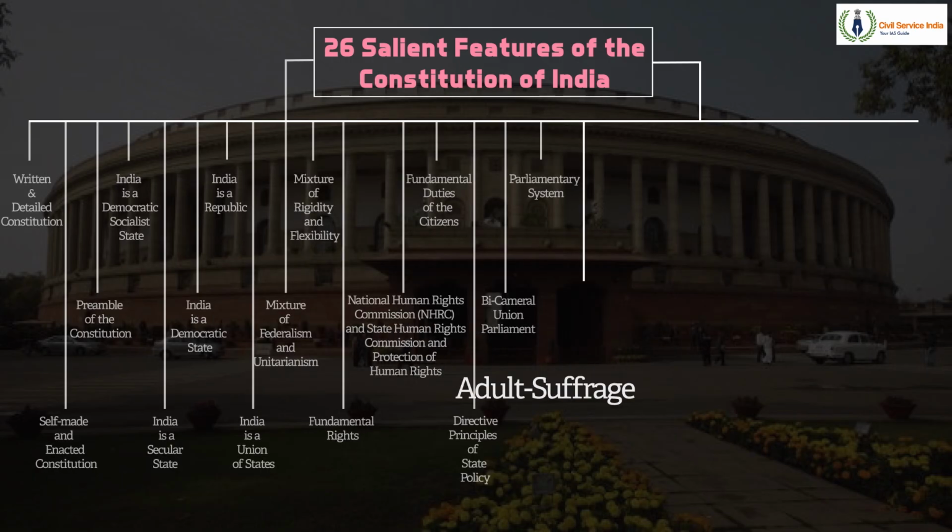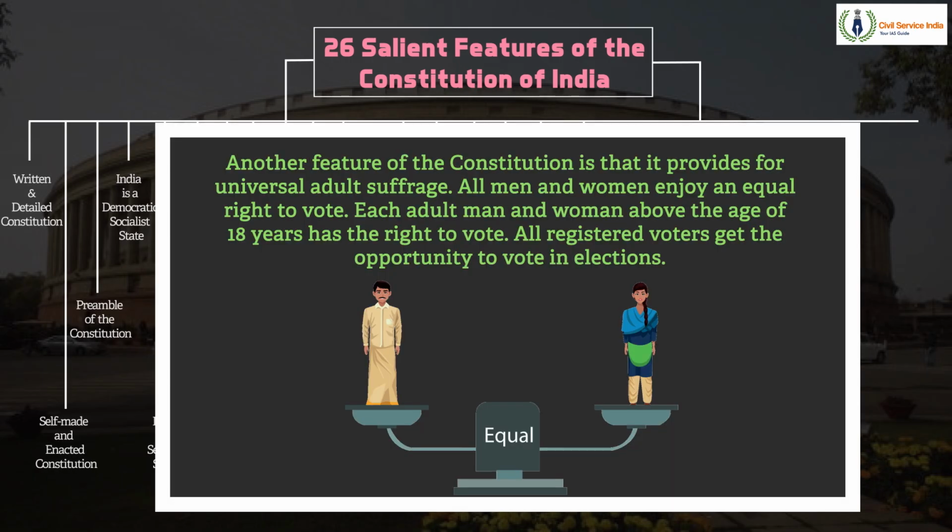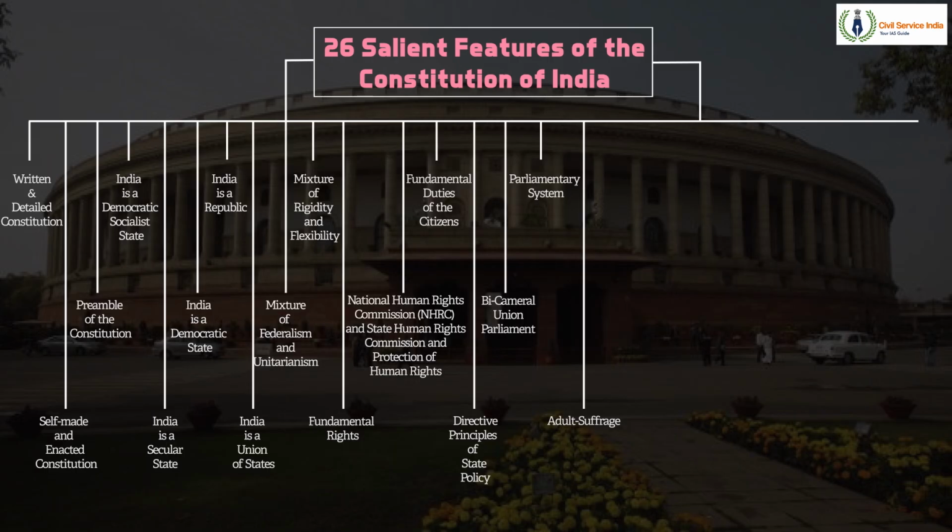Adult suffrage. Another feature of the Constitution is that it provides for universal adult suffrage. All men and women enjoy an equal right to vote. Each adult man and woman above the age of 18 years has the right to vote. All registered voters get the opportunity to vote in elections.